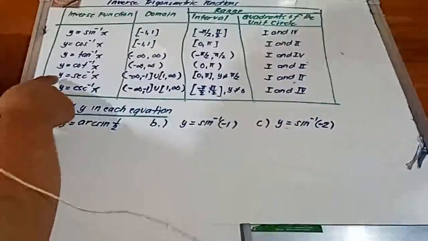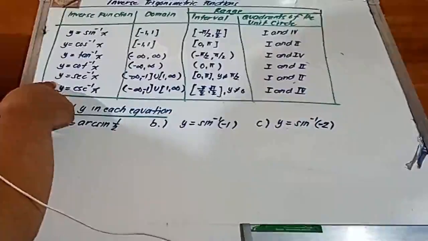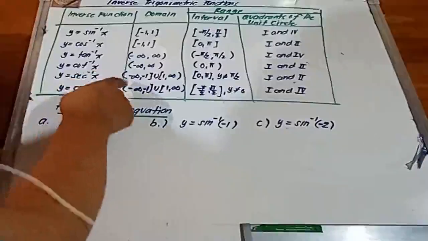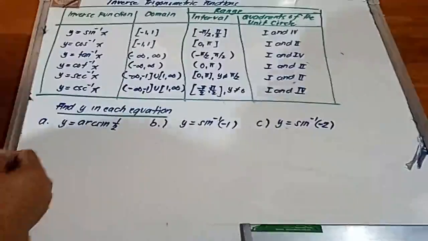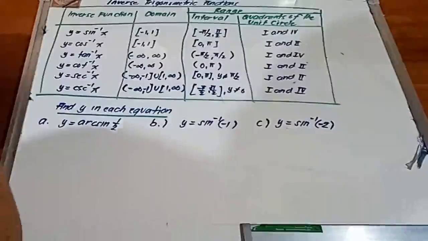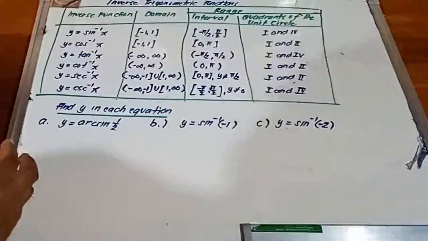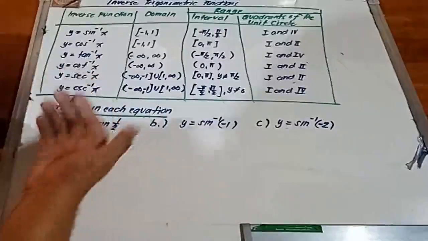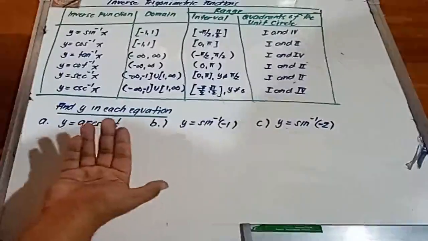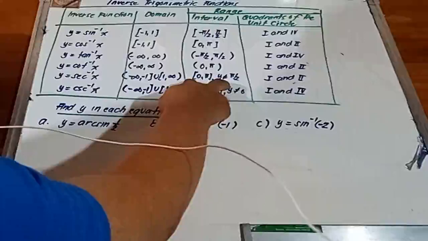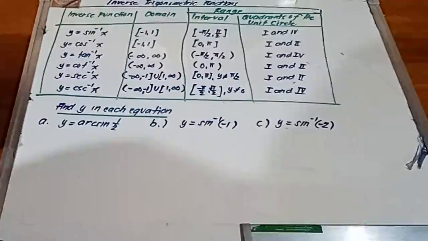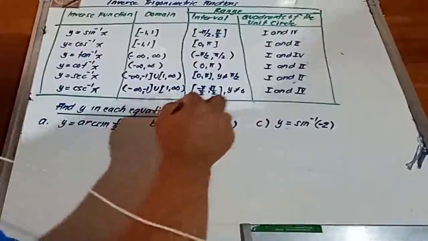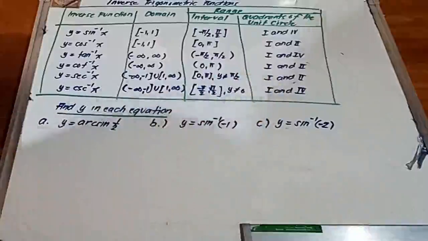Okay? Now, for the inverse of secant, y equals secant to the negative 1 of x, ang kanyang domain is from negative infinity to negative 1, union 1 to positive infinity. So, ibig sabihin, x values niya is less than negative 1 or greater than 1, hindi pwedeng greater than negative 1 but less than 1. Okay? And the interval is from 0 to pi. Ang hindi lamang pwedeng maging y value ay pi over 2. At ang range niya sa quadrants of the unit circle is first and second quadrant only.